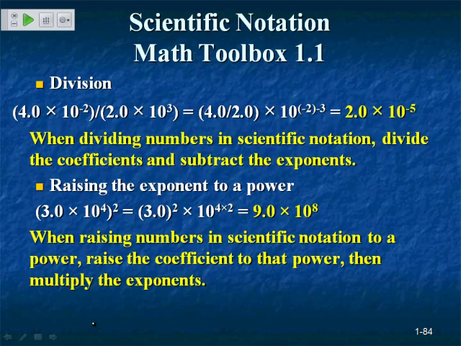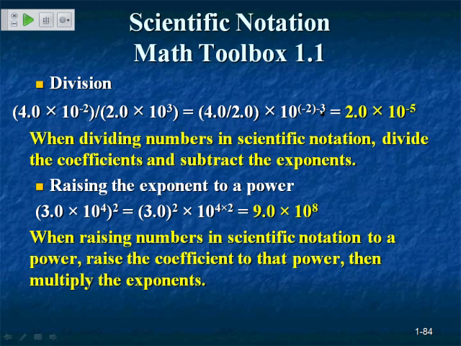Now when we do division, what happens? Once again, when you divide numbers in scientific notation, divide the coefficients and subtract the exponents. So 4 and 2 are the coefficients in your two numbers. You do 4 divided by 2, which is 2. But what do you do with the exponents? You are subtracting the exponents. Pay attention to the signs. The first exponent is negative 2 and you are subtracting the second exponent, which is 3. So negative 2 minus 3 is negative 5.